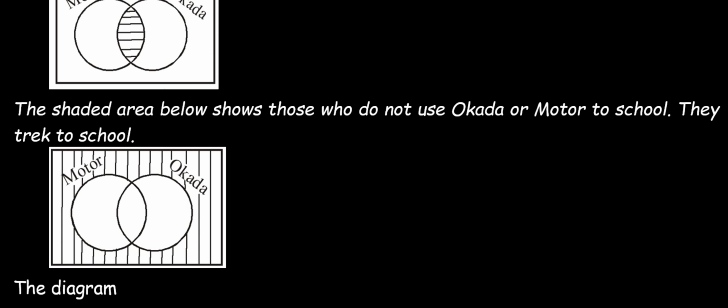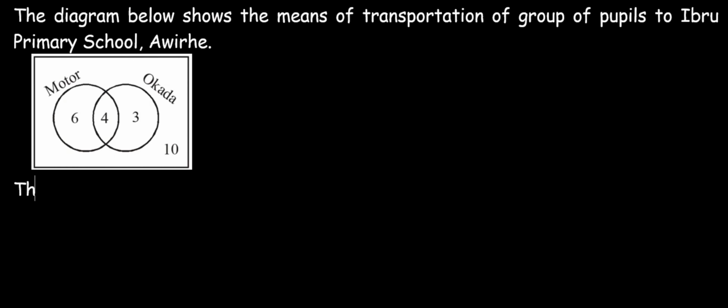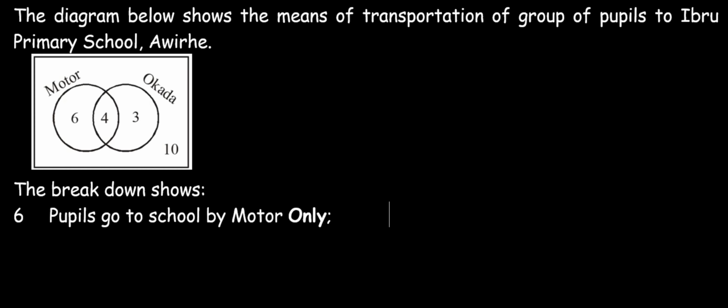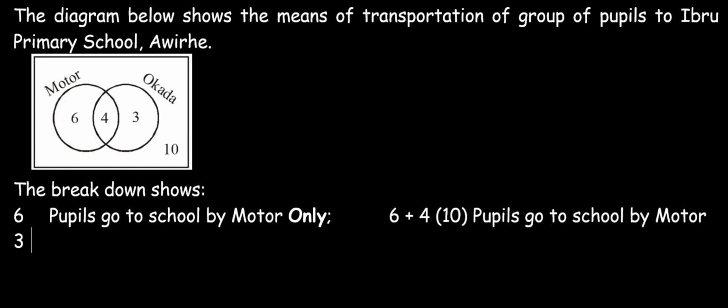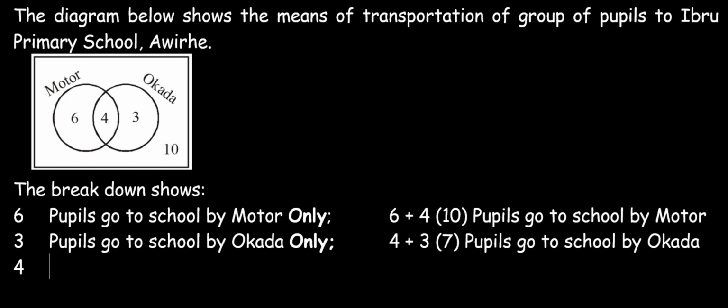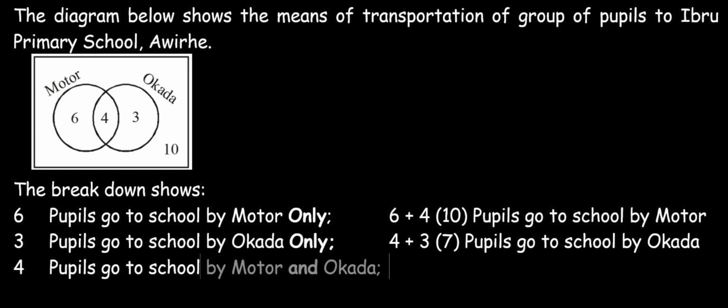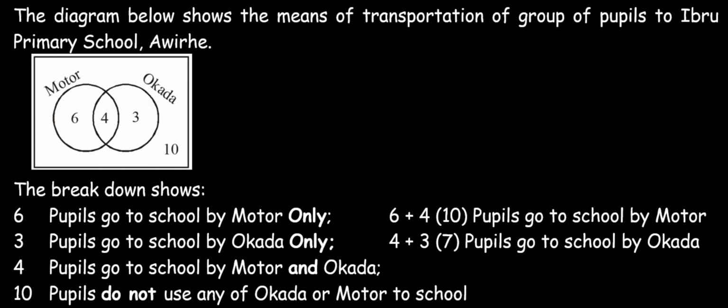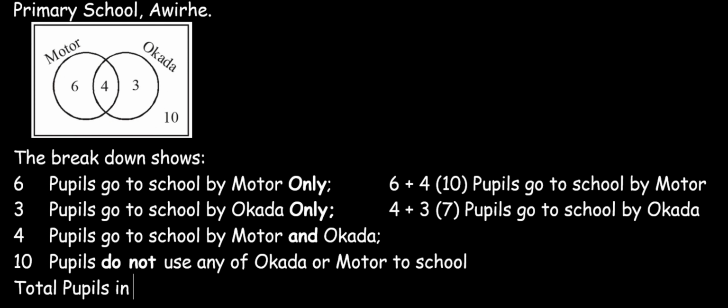Next, we take a diagram with figures. The diagram below shows the means of transportation of a group of pupils to Hebrew Primary School, Awere. The breakdown shows that 6 pupils go to school by motor only. Next, 6 plus 4, which is 10 pupils, go to school by motor. 3 pupils go to school by Okada only. Then 4 plus 3, which is 7 pupils, go to school by Okada. 4 pupils go to school by motor and Okada. 10 pupils do not use any of Okada or motor to school. Total pupils in the group is 6 plus 4 plus 3 plus 10, which equals 23.